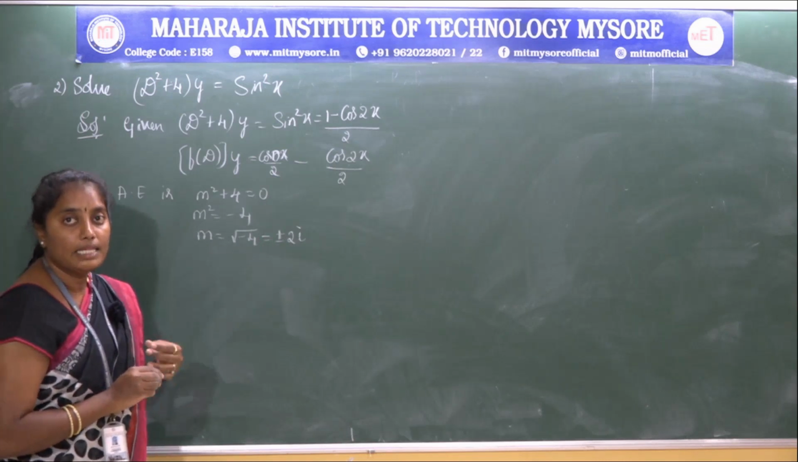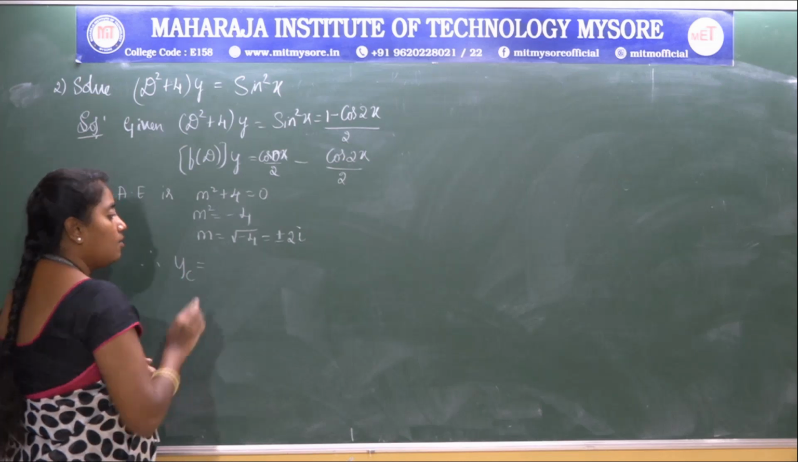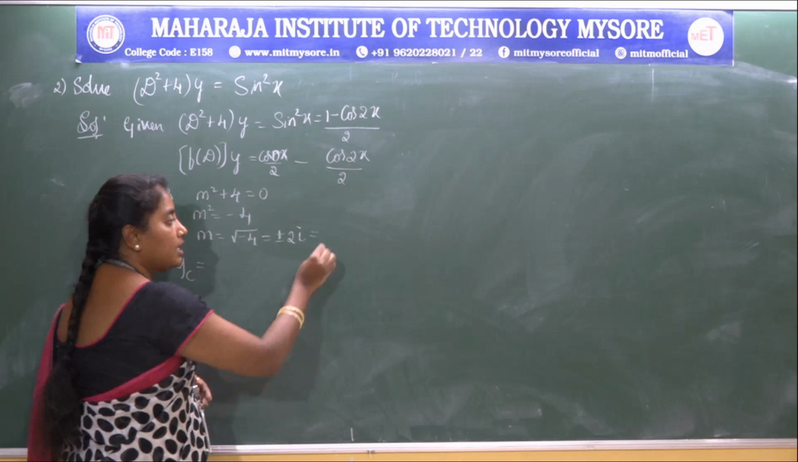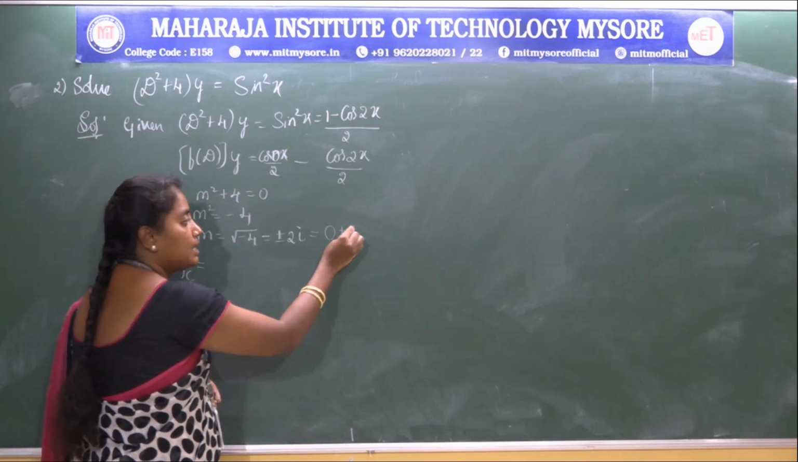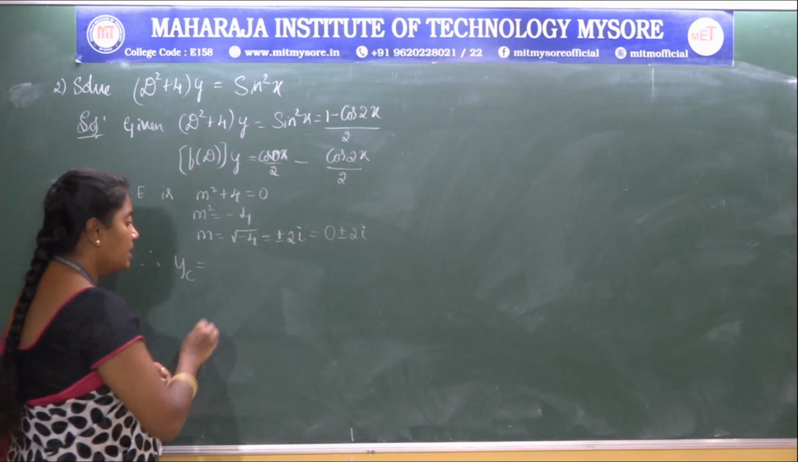It is a complex root. For a complex root, the complementary function is yc equal to this. In this complex root, the real part is 0, and the roots are 0 plus or minus 2i.